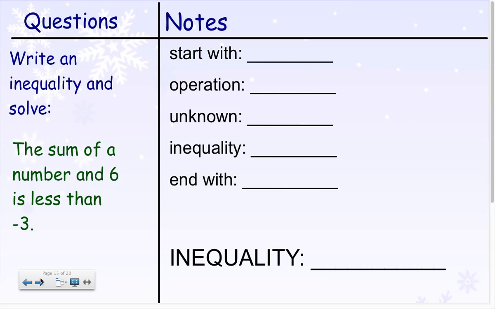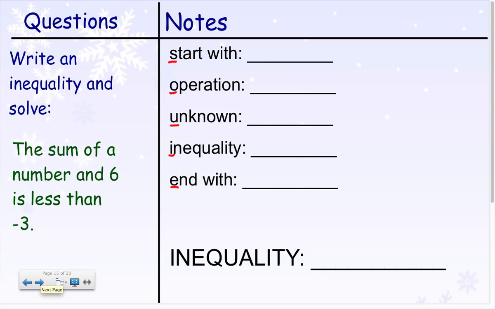Alright, you'll see a lot of writing on this page. First of all, on the left-hand side, it says write an inequality and solve. The sum of a number and 6 is less than -3. We're going to use something called SOUIE, and that's going to help us write and solve inequalities.